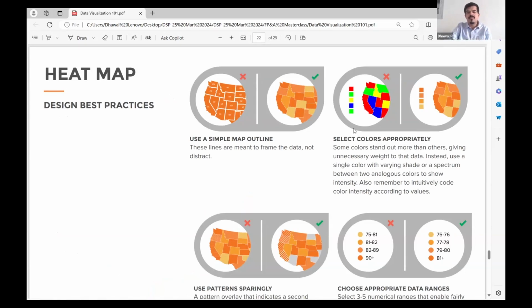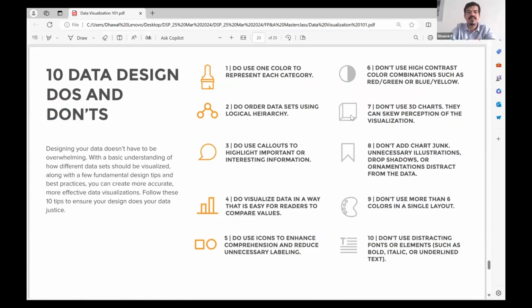In some do's and don'ts, what colors to use, what not to use. If there are like 20 different colors, then the map will not be able to tell you any concrete information. But if there are 4 or 5 colors, then it can tell you some concentration when you're using a heat map. Some design do's and don'ts, these are all self-explanatory.